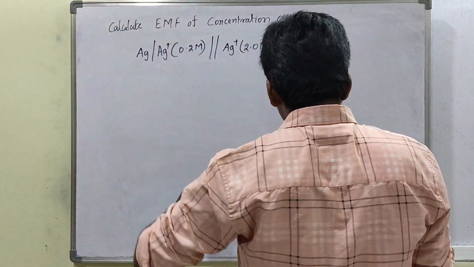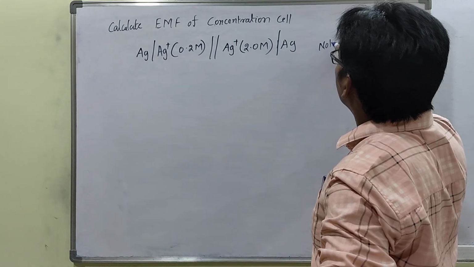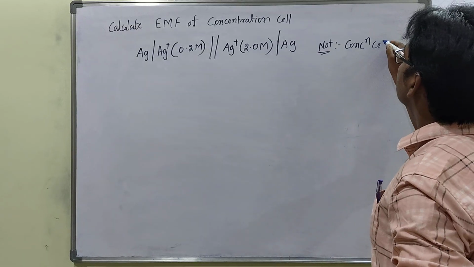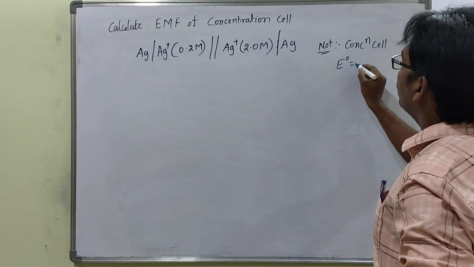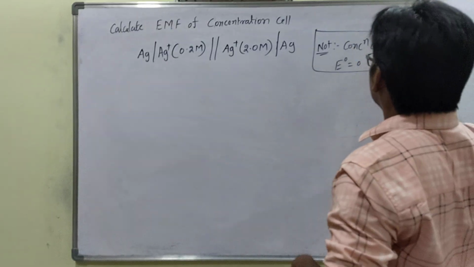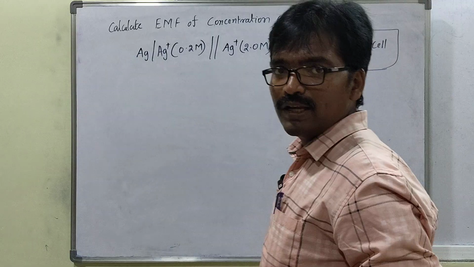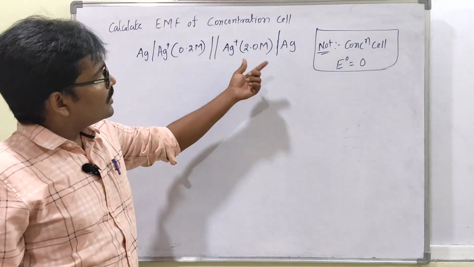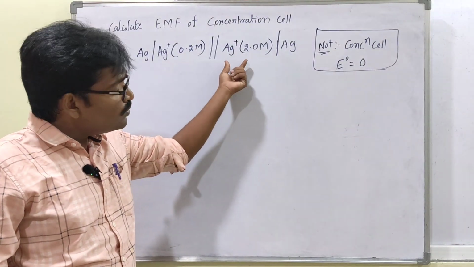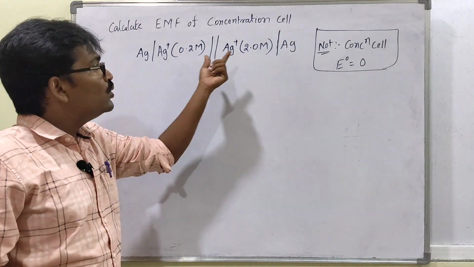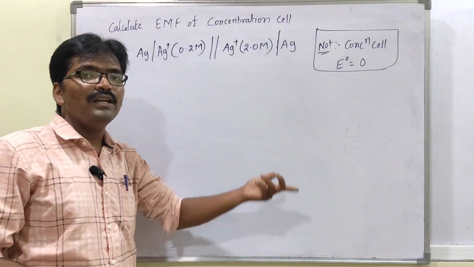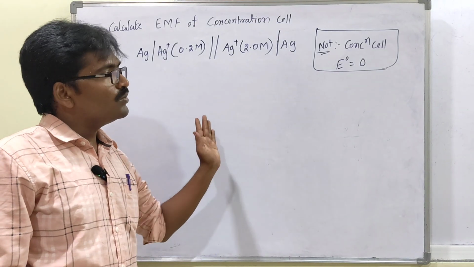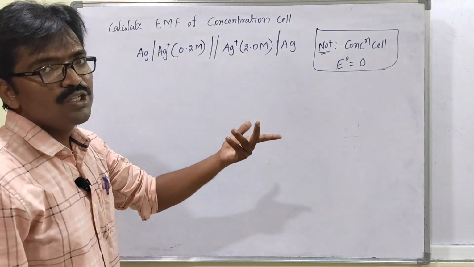One point you have to note: for a concentration cell, the E naught value is 0 volts. Why? Because the cathode is the same and the anode is the same, so E naught is 0. Both would need to be 1 molarity. When both have the same molarity, you get the same oxidation and reduction potential value, so cathode minus anode gives 0, right?